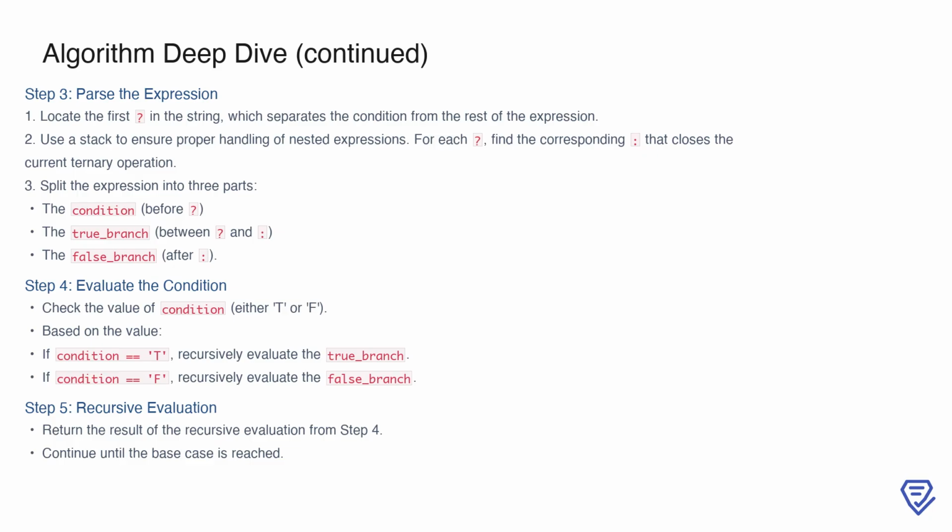With the expression divided, we evaluate the condition next. If the condition is T, we recursively evaluate the true branch. If the condition is F, we recursively evaluate the false branch. This process continues until we reach the base case, at which point we return the result of the evaluation.